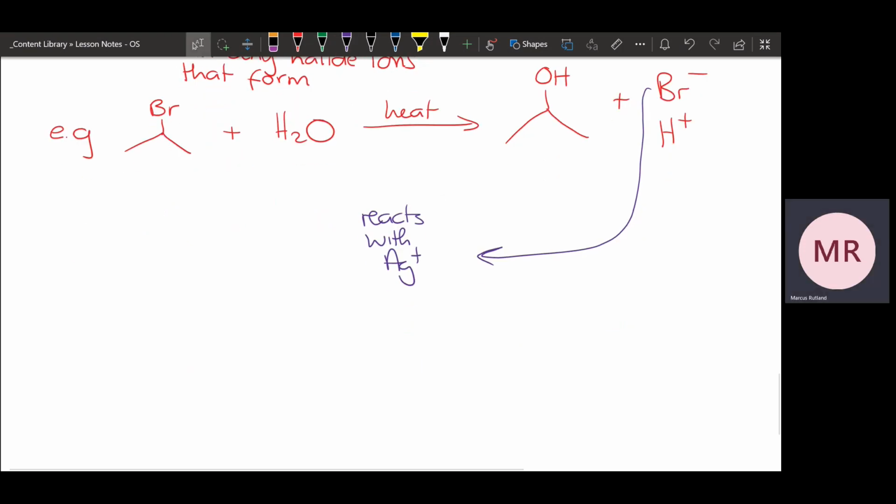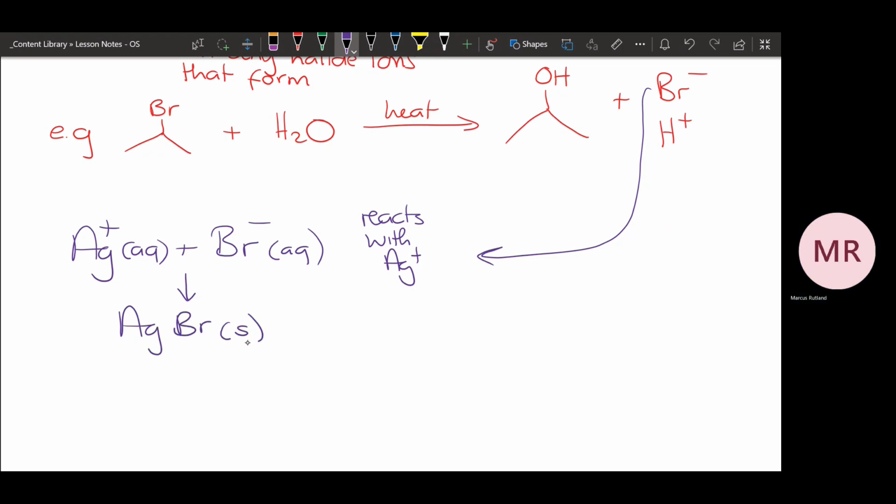And what you should have written is that Ag+ (aq), so these are ionic equations, we leave out spectators like the nitrate ions, plus the Br- ions (aq) that are being knocked off, will make AgBr solid. And, well, there's another question. What would that look like? So this is a cream-colored precipitate.